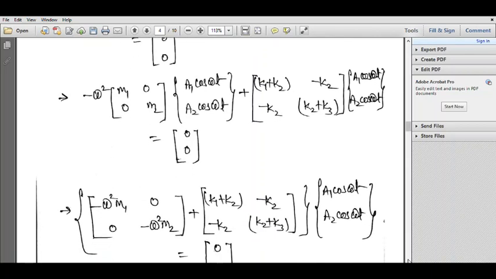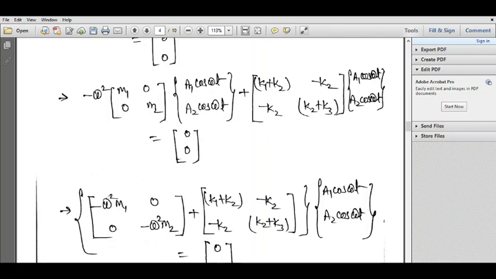Okay. Now I'll multiply this minus omega square to this matrix. So remember, in matrix multiplication, if you are multiplying the entire matrix with a constant term, each element of the matrix is getting multiplied by the same constant term. That is the rule of matrix multiplication with a constant. So if I want to multiply this minus omega square to each element of this matrix, each element will be multiplied by minus omega square.